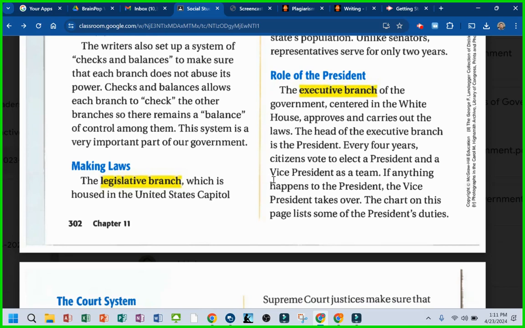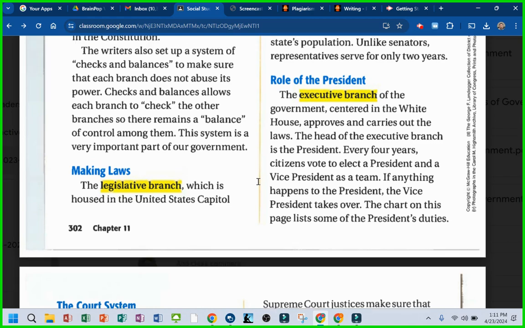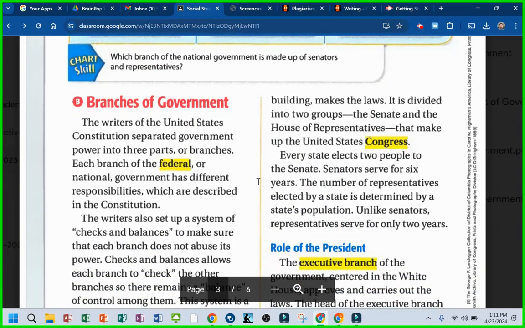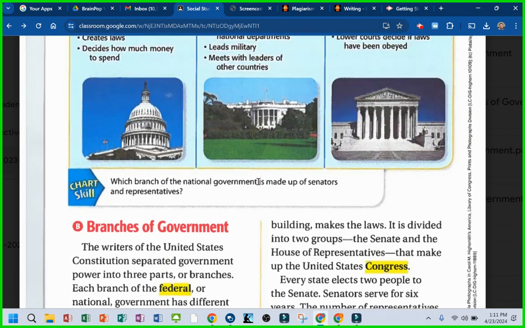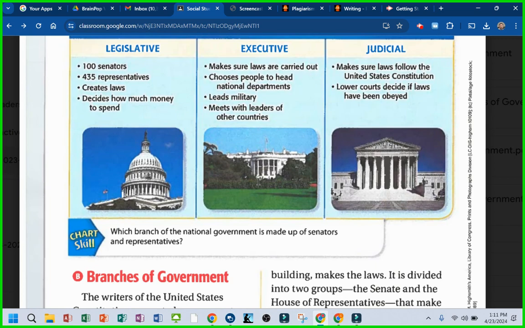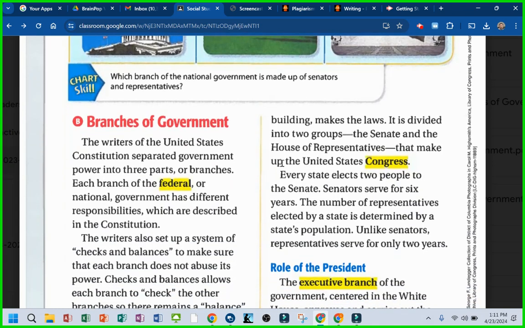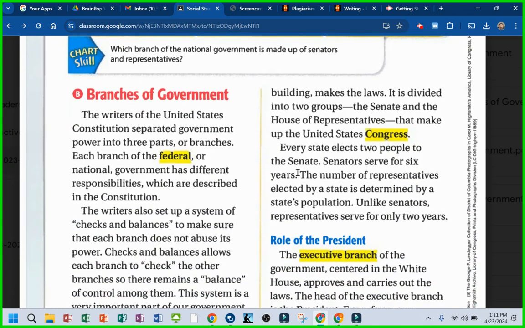Making the laws. The legislative branch, which is housed in the United States Capitol building, makes the laws. It is divided into two groups, the Senate and the House of Representatives, that make up the United States Congress. So the House of Representatives has how many people in it? Do you remember? 435. And the Senate has how many? 100. And each of those bodies make up the United States Congress.